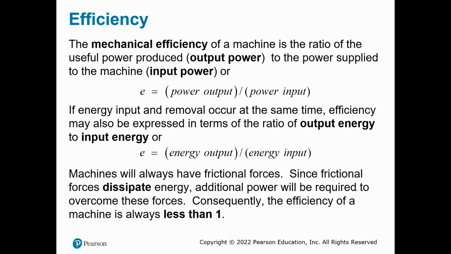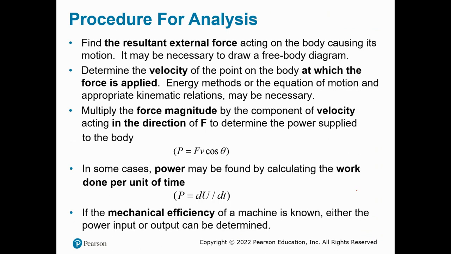Machines will always have friction force. Since frictional force dissipates energy, sometimes it becomes heat; your machine becomes hotter and dissipates heat into the air. Under that condition, additional power will be required to overcome these forces. Consequently, the efficiency of a machine is always less than one.